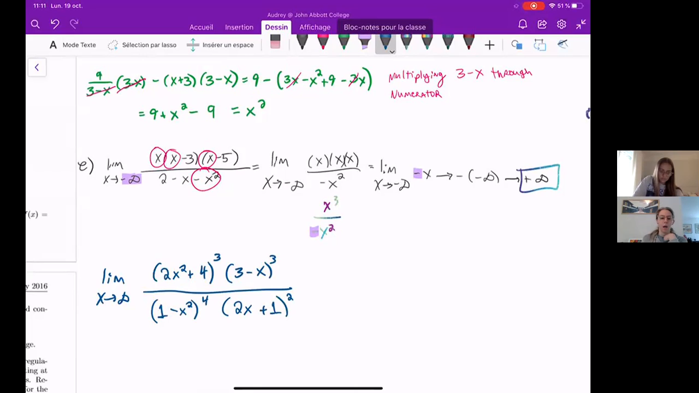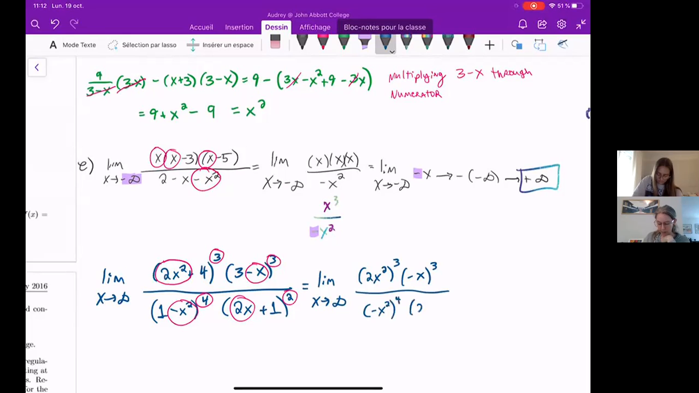Okay. So here, this is the same problem, except that now I'm taking the big stuff from each factor, but I have to take those powers with me. So I'm taking each of the powers. So here I end up with the limit as x approaches infinity of 2x squared cubed times negative x cubed over negative x squared to the 4th times 2x squared. And the reason that it's important and that it's sometimes a little bit challenging to think about is because this 2 and these negatives are also being put to the power.